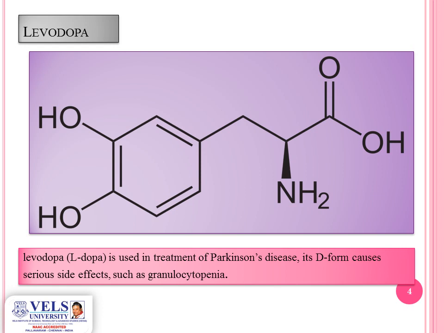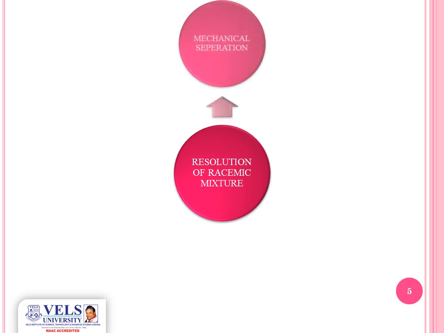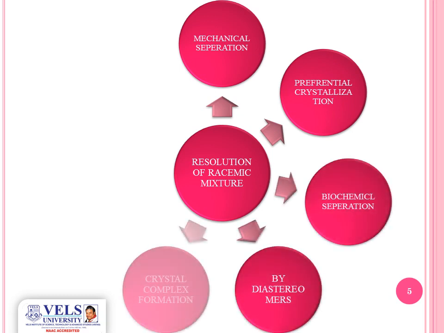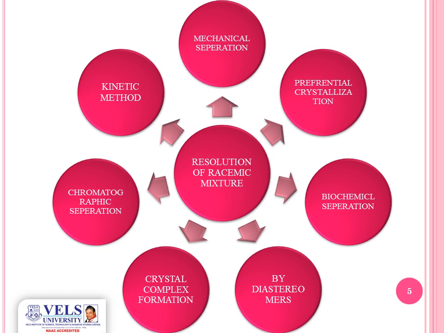Coming to the types of resolution methods, these are divided into 7 types. Among them, the first one is mechanical separation, then preferential crystallization method, biochemical separation, formation of diastereomers, crystal complex formation, chromatographic separation, and the last one is the kinetic method. So based upon these 7 types, we are going to separate enantiomers by using the resolution process.